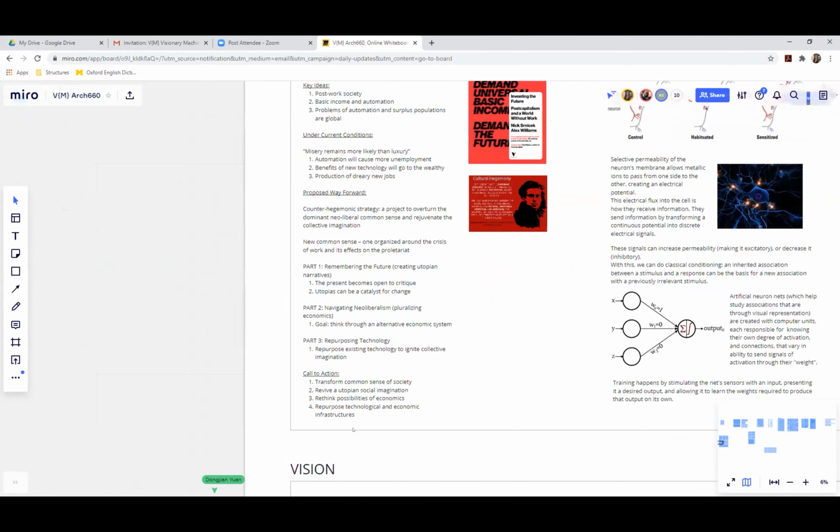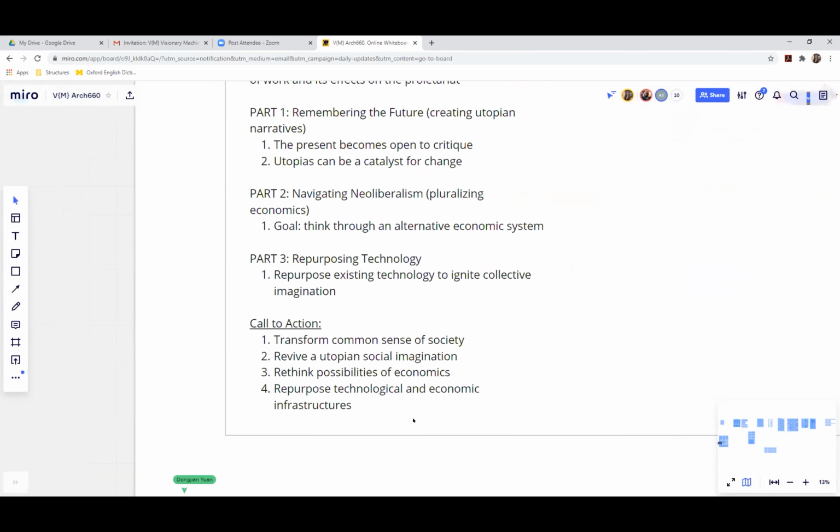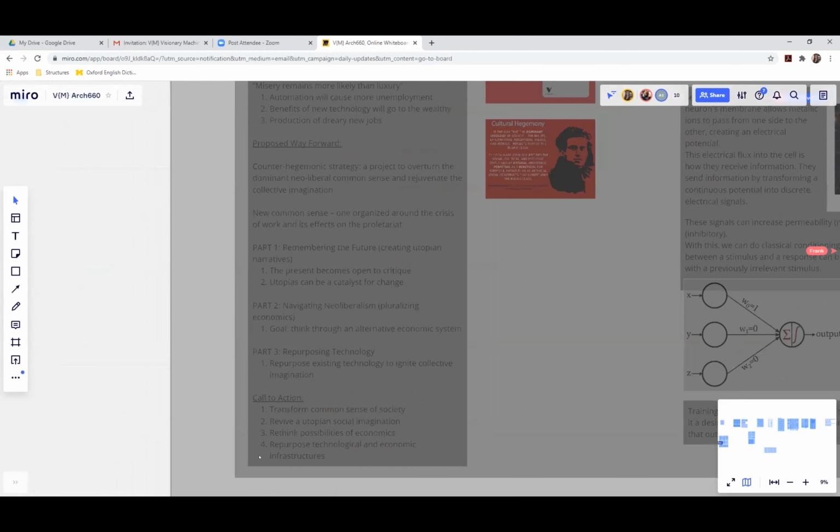And this call to action was so we could transform a common sense of society, revive our utopian thoughts, and, like I said, rethink the economic infrastructure on how a post-work society could work in the future.